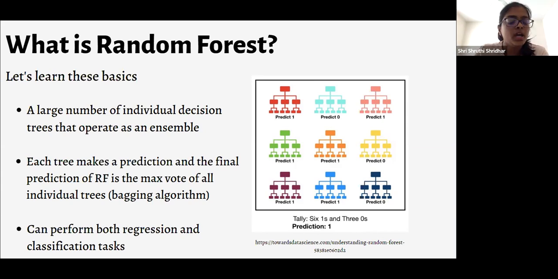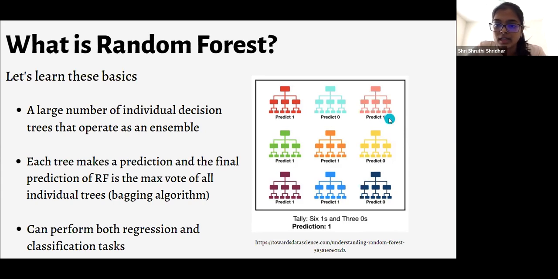So as I mentioned, we will have each individual tree making a decision, and the final prediction of the random forest will be the max vote of individual trees. So max vote, or the mode, is taken when we use classification, and averaging is taken when we do a regression. Basically, random forest is an algorithm which can be used both for classification and regression tasks, but it is mainly used for classification tasks.